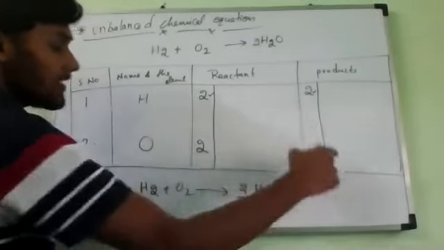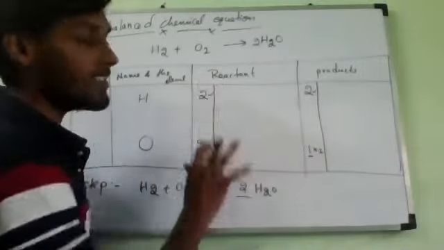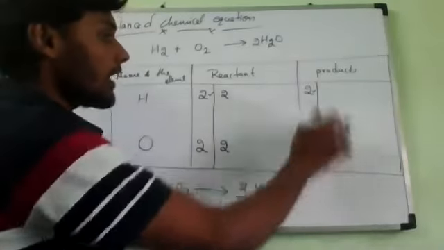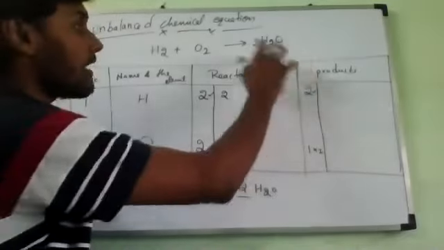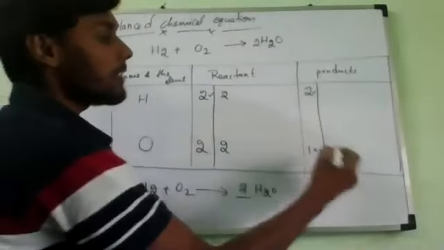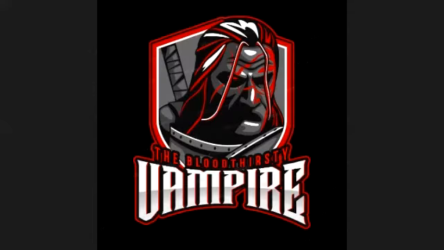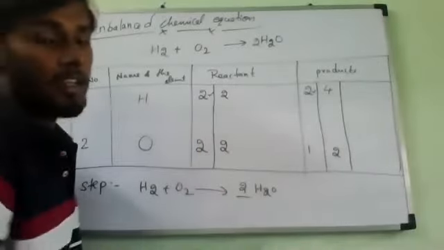So now we are changing only the product side; reactant side is constant. Now on the product side, how many hydrogens are there? I am multiplying the coefficient here. Two 2s are 4. Now, start checking again everything.